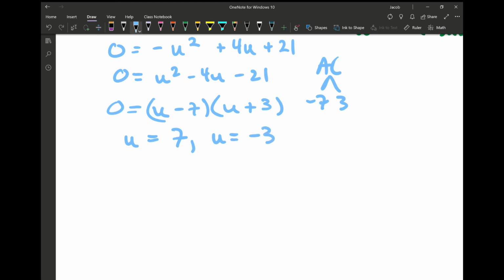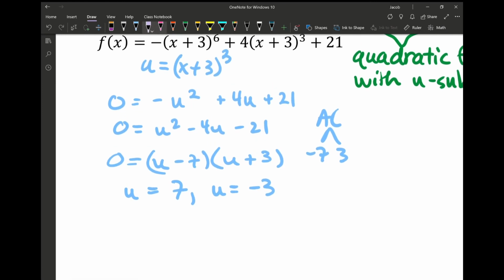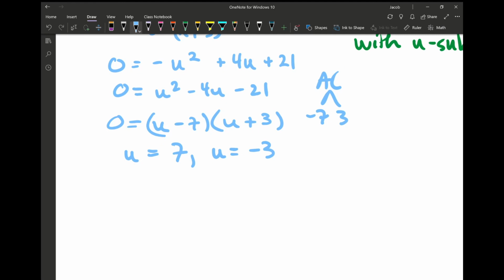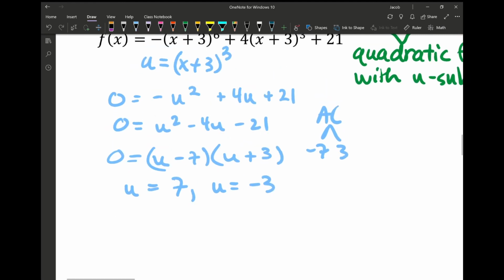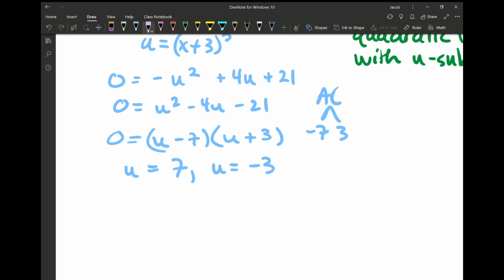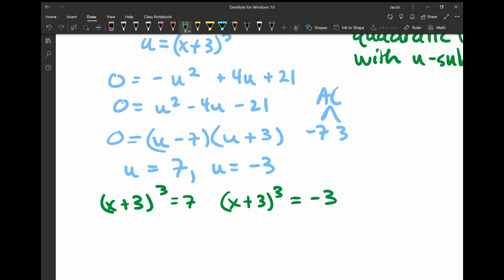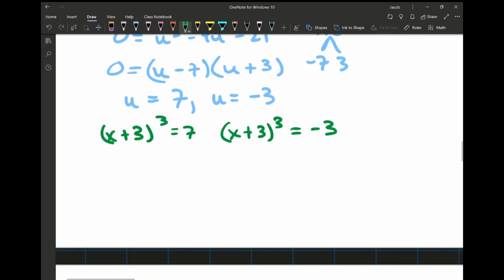And to round this out, we have a little bit trickier of an equation to solve. u was equal to x plus 3 cubed. So x plus 3 cubed equals 7, and x plus 3 cubed was equal to negative 3. If you know something about undoing a cubic, you would just take the cube root, and cube roots are great because it doesn't matter if there's a negative under the radical, you can still solve it.